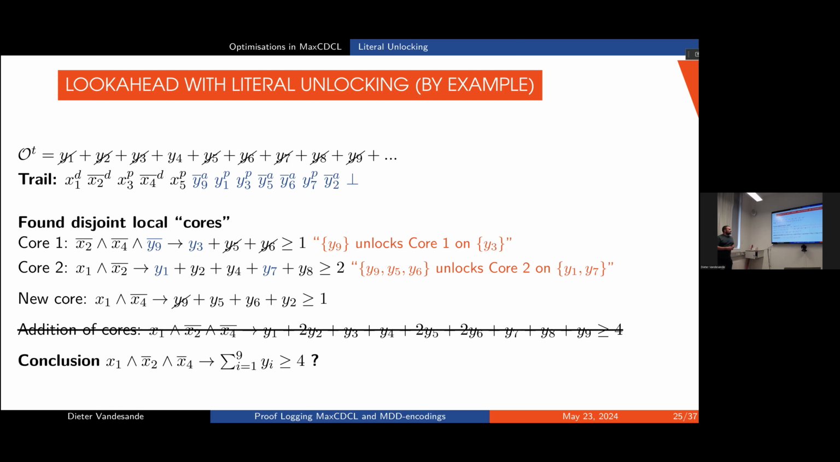So actually, let's assume y5 and y6 are false. But in that case, we have found that y1 and y7 are true. From here, we can now find, since y9 is false, y5 is false, and y6 is false, that y2 needs to be true. So indeed, in this case also, we can replace these cores by this cardinality constraint.